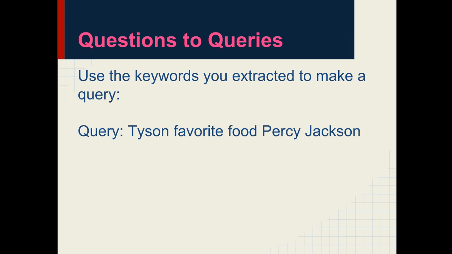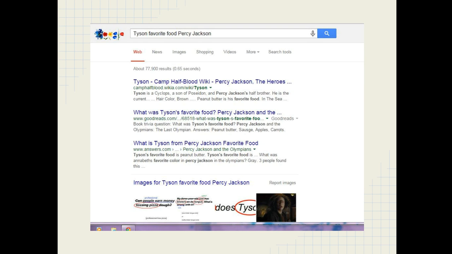Okay, so if we take all the keywords that we found, our query is going to be Tyson favorite food Percy Jackson. Let's put that into a Google search and see what we get. So let's look at our results. Our very first result, what does it say? Peanut butter is his favorite food. So this time we got the answer we wanted in the very first result, and we don't have to read through the rest of it. Here are some additional answers too: sausage, apples, carrots.